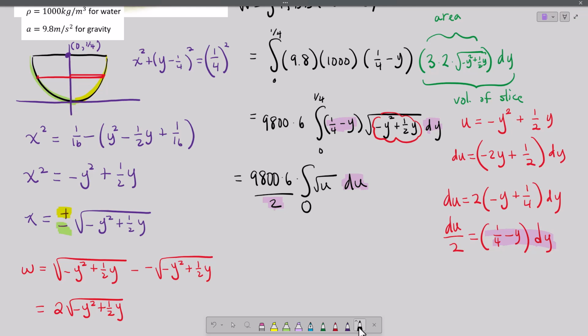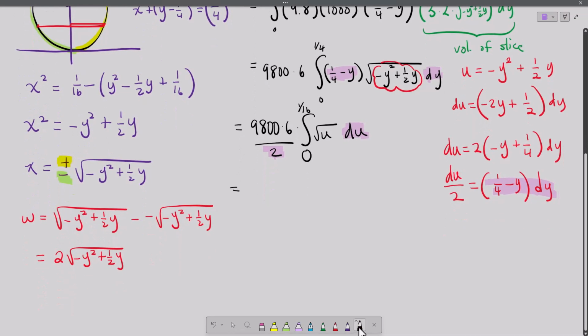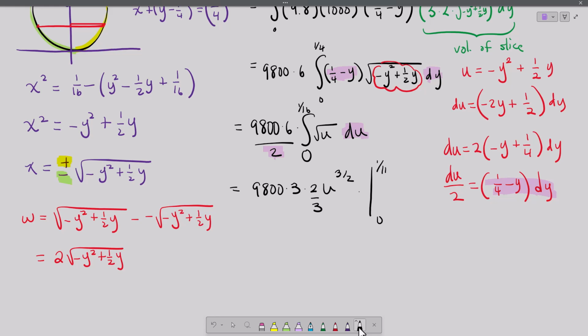plus 1/2 multiplied by 1/4, that's 1/8. So we have negative 1/16 plus 1/8, which is positive 1/16. An eighth is a 16th plus a 16th. So we're going to end up with a positive 16th. Okay, let's cancel out the 2 here. So we have 9,800 times 3 now. This will be u to the 3/2 divided by 3/2. And then this is going to go 0 up to 1/16.